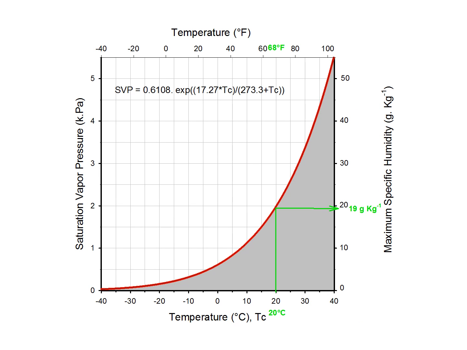If we were to take air at 68 degrees Fahrenheit, 20 degrees Celsius, then the maximum amount of moisture it can hold is only 19 grams per kilogram. This makes sense. The temperature is declining, so the amount of moisture it can hold has declined.